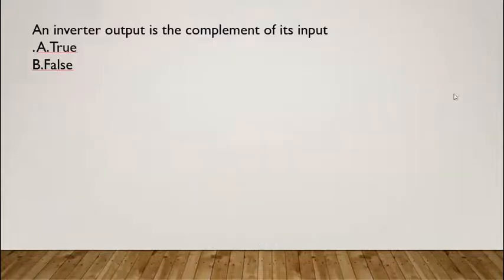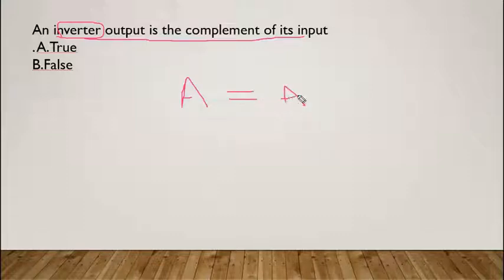So what I have done is I have taken this in the form of MCQs. An inverter output is the complement of its input. So inverter is nothing but negation. If A is the signal, then for the inverter the signal would be A bar. That is, if 0 is given, it will become 1. If 1 is given, it will become 0. It is similar to the NOT gate.